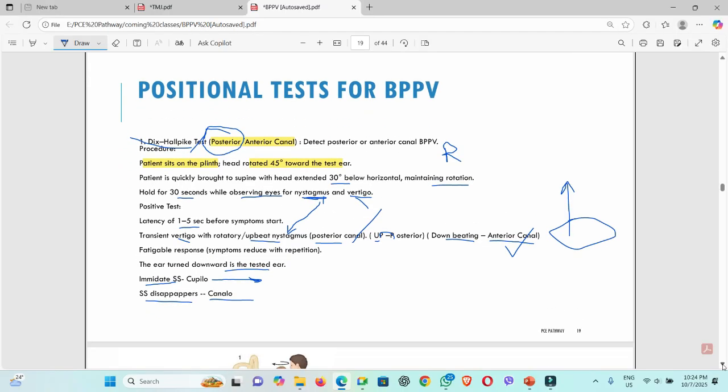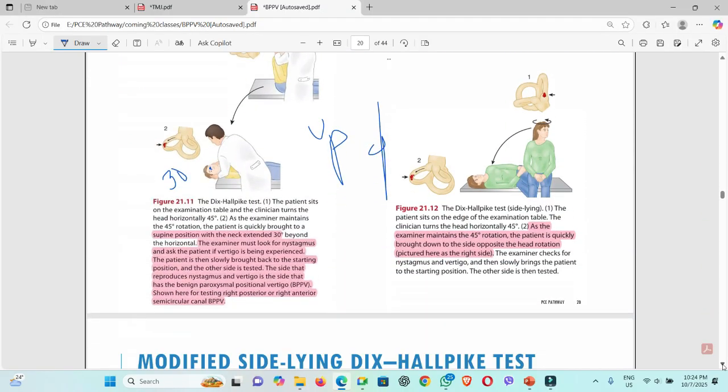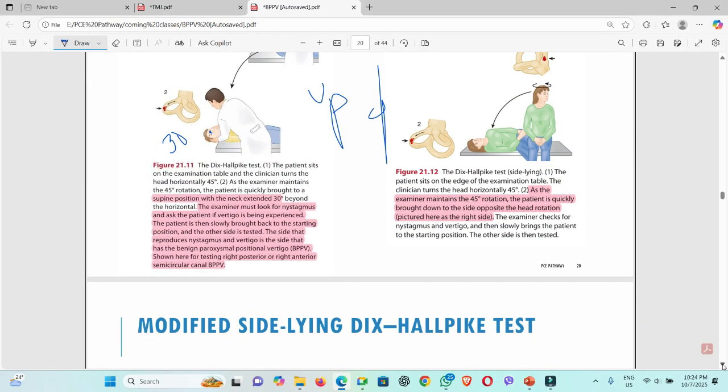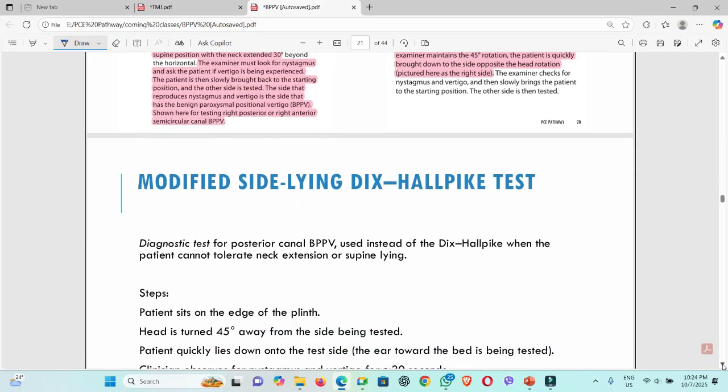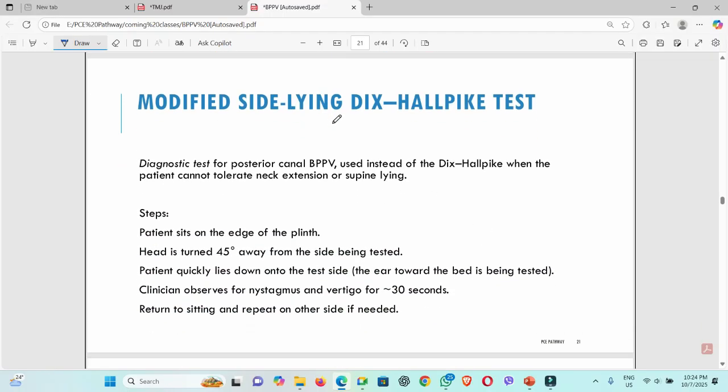Done. Now what about the horizontal canal? There is something known as the modified side-lying Dix-Hallpike test. It is also a diagnostic test for posterior canal BPPV. It is a modified test for the posterior canal only, used instead of Dix-Hallpike when the patient cannot tolerate neck extension or supine lying.